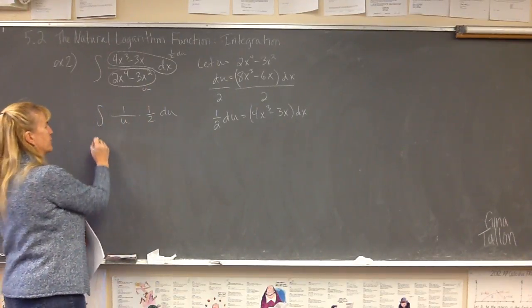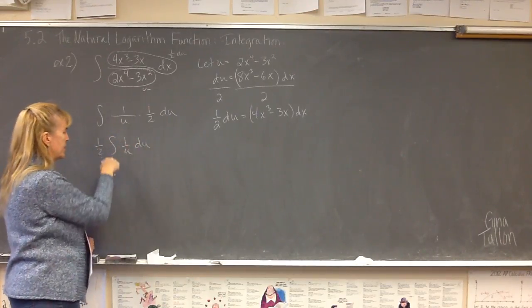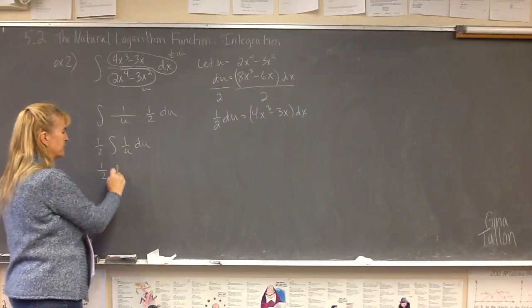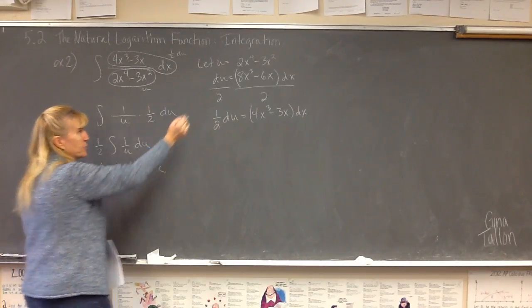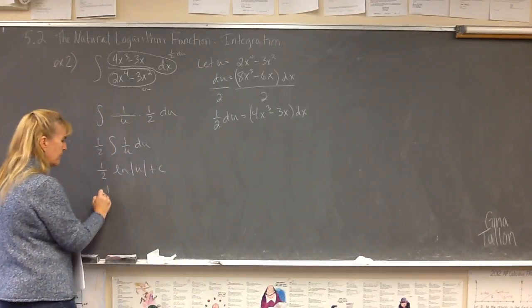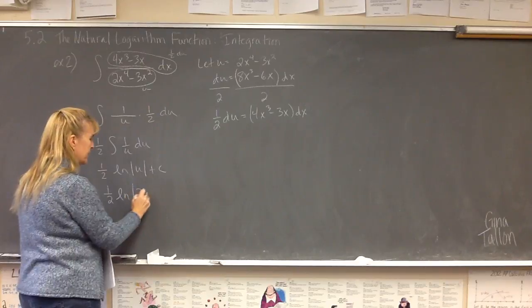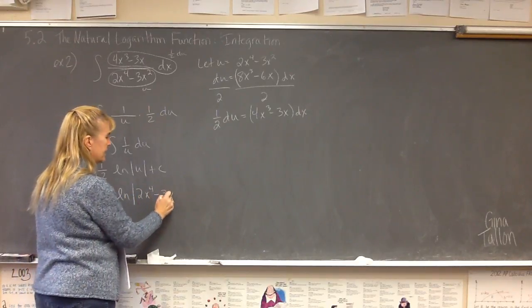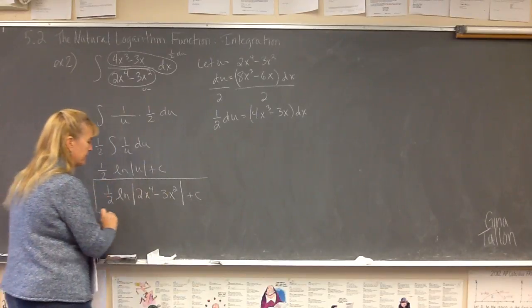Now this 1/2 will move to the outside of my integral. I have 1 over u du. That is my theorem 5.5 I just talked about, natural log of the absolute value of u plus c. And I have to put my x back in. So I have 1/2 natural log of the absolute value of 2x to the 4th minus 3x squared plus c. And I'm finished with this problem.